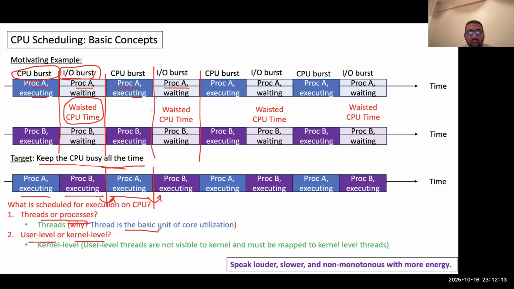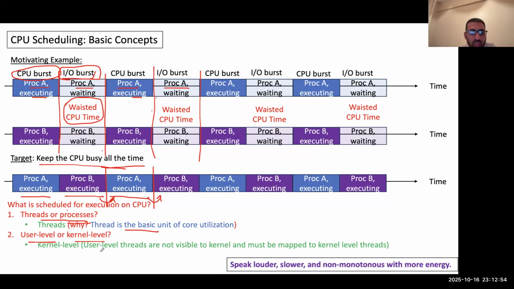And if it is a thread, which type of thread is scheduled for execution, user level or kernel level? It is kernel level. Why? Because user level threads are not visible to the kernel anyway, and a user level thread must be mapped to a kernel level thread. Remember, we discussed it in our previous topic, right? The other thing is that all the resource allocation is done to kernel level threads. It is not done to user level threads. The kernel doesn't see the user level threads. Okay.